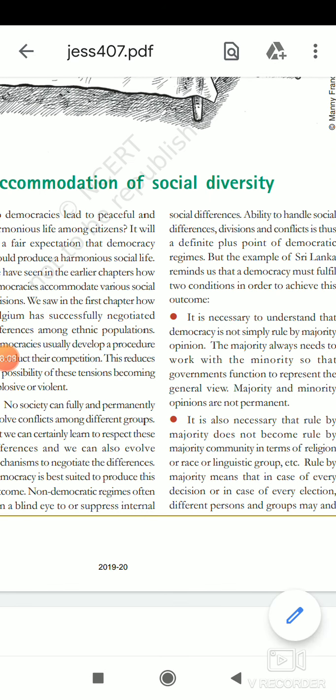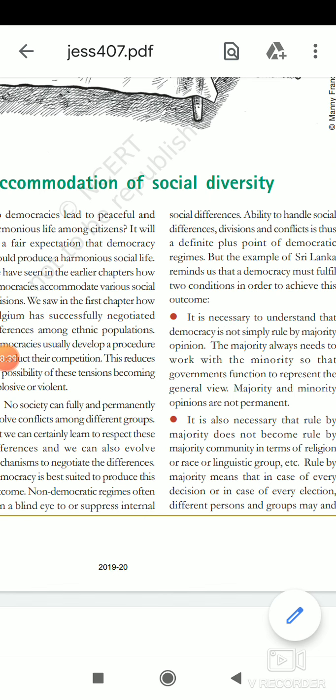It is necessary to understand that democracy is not simply rule by majority opinion. The majority always needs to work with the minority so that the government functions to represent the general view. Majority and minority opinion are not permanent. The people who are in minority, meaning those who are fewer in number religiously, in coming time may be in majority. So whenever the government frames any policy, it should keep in mind that all people are equal. There should be no difference on the basis of minority and majority, as happened in Sri Lanka, and the result was very drastic.